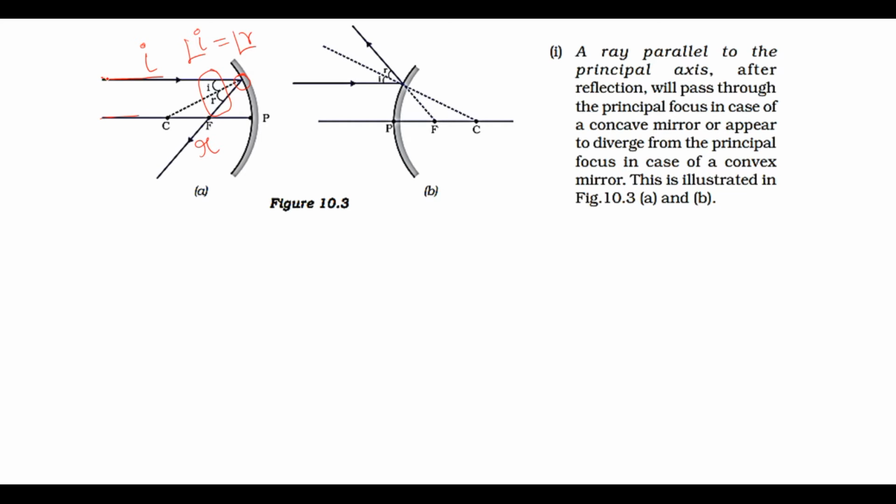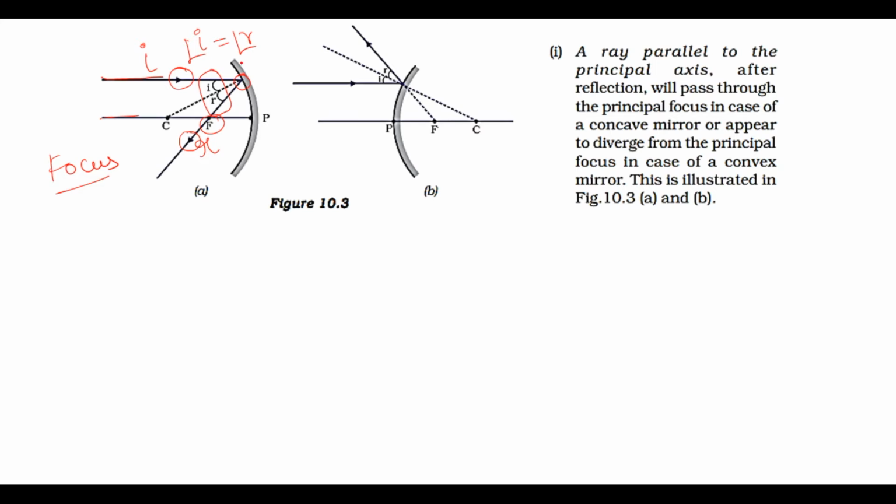A ray which is parallel to the principal axis, that is denoted with the arrow mark, you can see that, will pass through the focus. This is focus, you can see, and you can write this in your textbook itself. So focus, you can see this is the reflected ray representation.